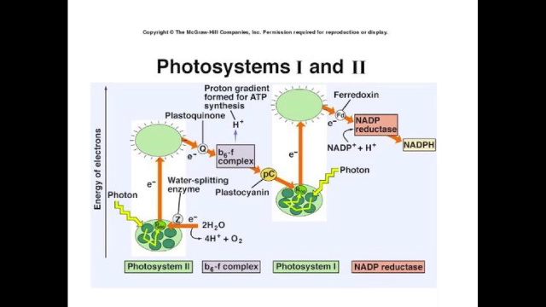So it hits the first complex and it gets carried on by plastoquinone to the B6F complex. Then it gets picked up by plastocyanin to another protein, and then it jumps up again. And so it's kind of this handing off of electrons or energy from one protein to another. And as a result, we are generating NADPH here.